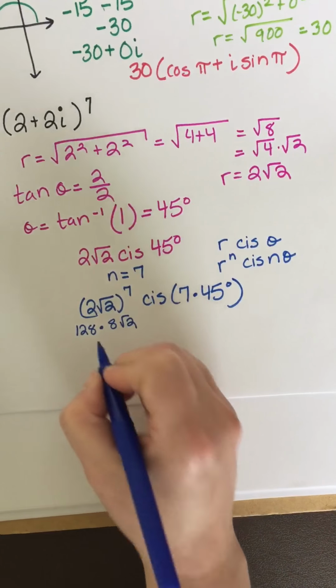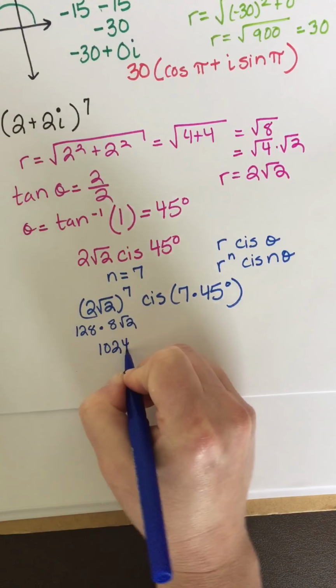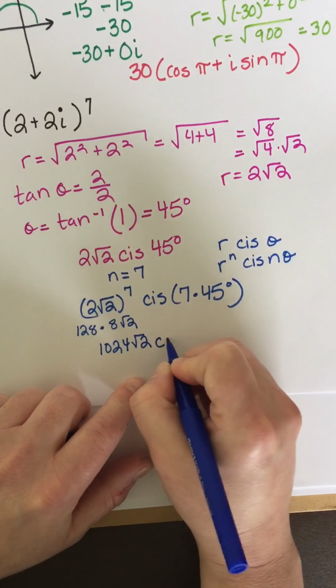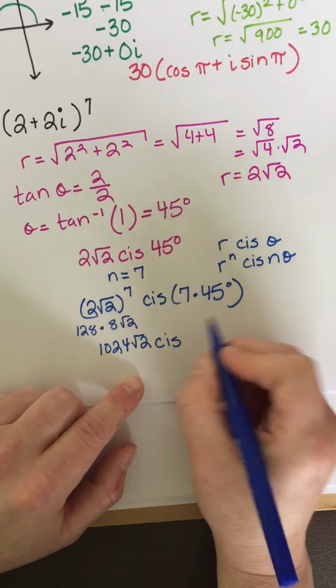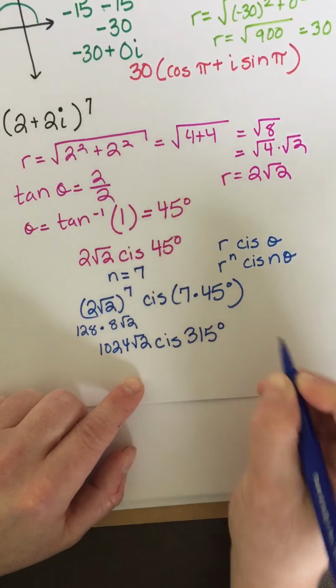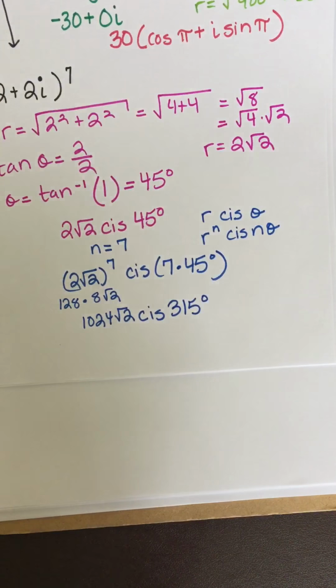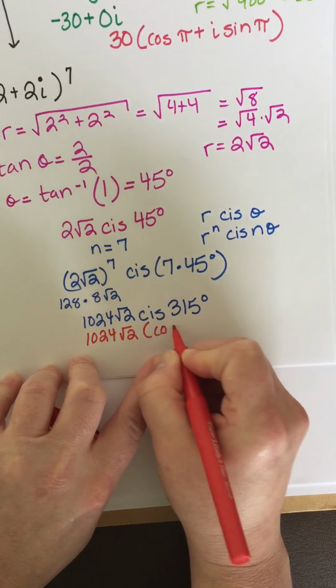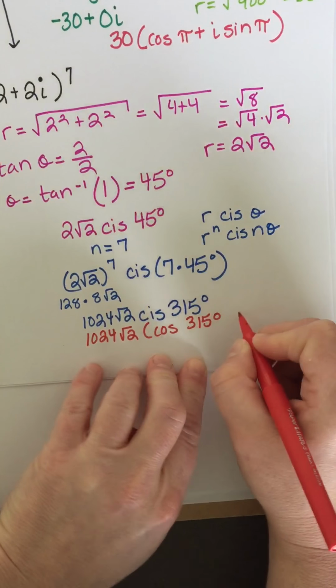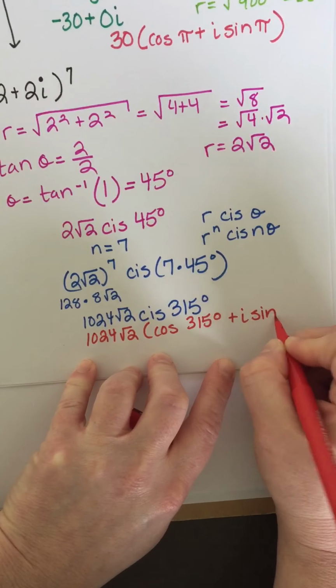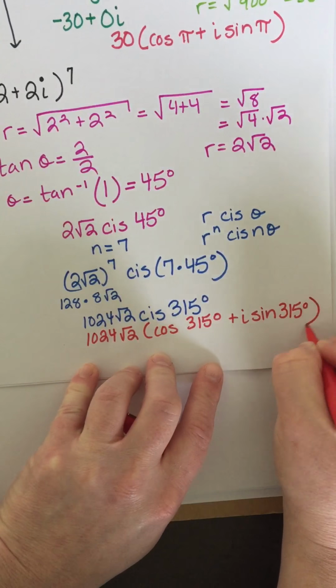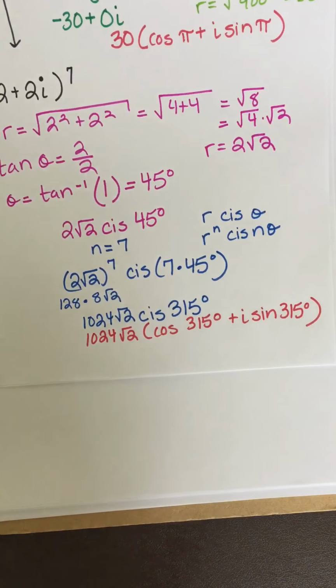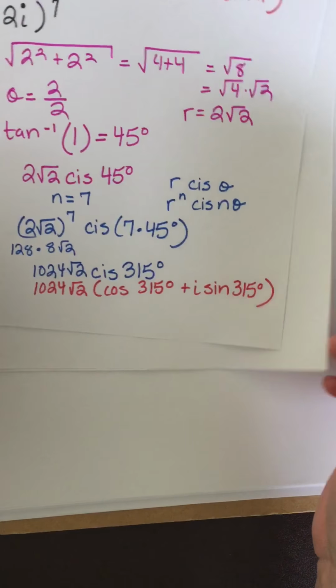So if I put that together, that'll be 1,024 square root of 2, cis, and then 7 times 45 is 315 degrees. Now, if you have to write that out the long way, that would be 1,024 square root of 2 times the cosine of 315 degrees plus i times the sine of 315 degrees. And then if they wanted you to write that as a complex number, I'm going to need more paper.